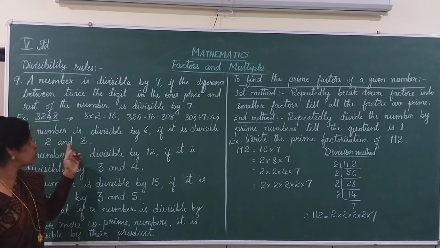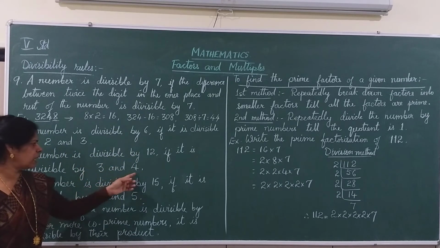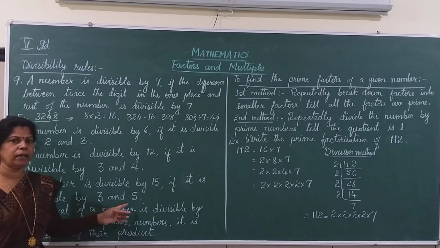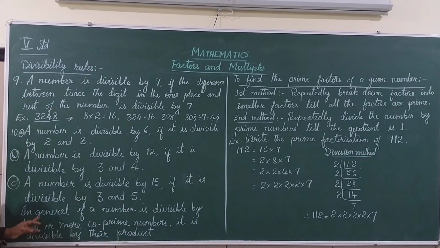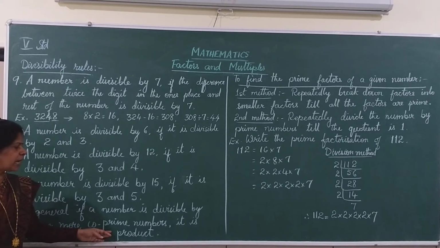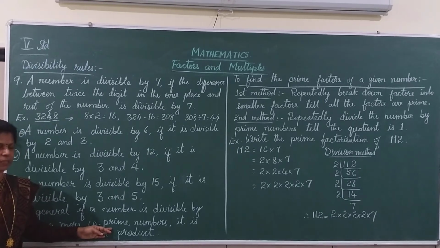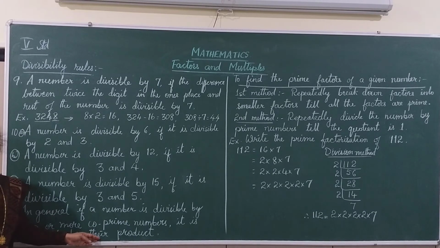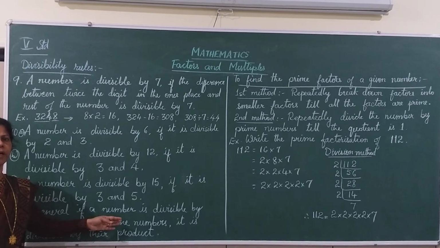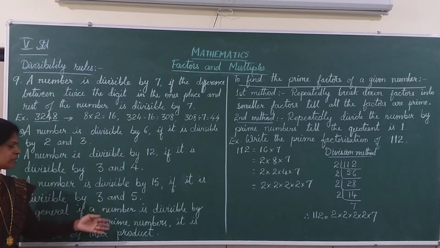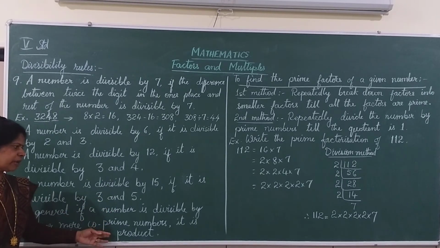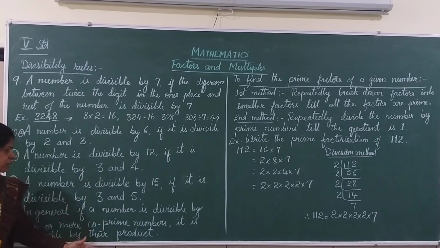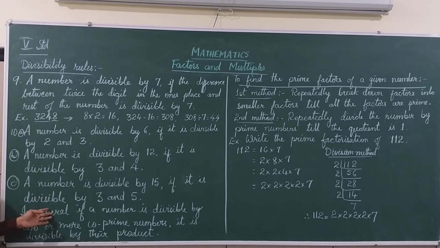See, for 6 it is 2 and 3. For 12 it is 3 and 4. For 15 it is 3 and 5. So in general, if a number is divisible by 2 or more co-prime numbers, already I explained about co-prime numbers, it is divisible by their product. So whatever product you get when you multiply, you can see the division rule.